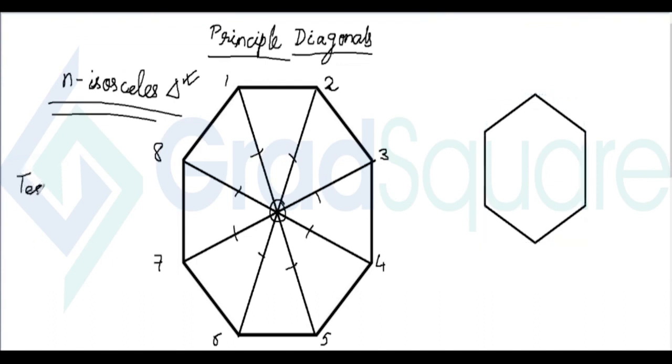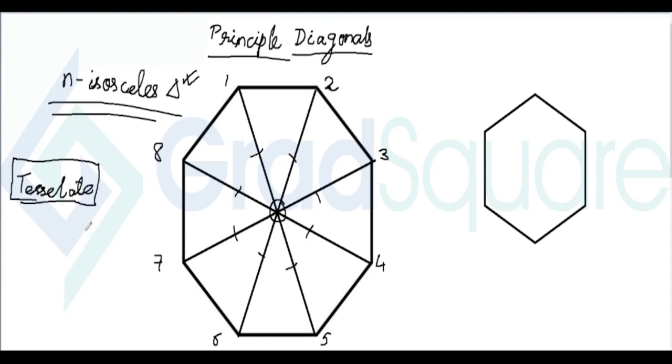There are only 3 regular polygons which can tessellate. Tessellate means which can cover an entire plane using regular polygons. So if I take the same regular polygon and replicate it, and I want to cover an entire plane without any gaps between them, only 3 regular polygons can do this.